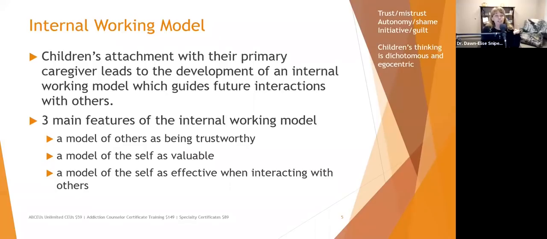A model of others as being trustworthy or not. No gray area. A model of the self as valuable or not. If I'm valuable, then I get taken care of. If I'm not valuable, then I don't get taken care of. A model of the self as effective when interacting with others. Can I interact? Can I ask caregiver a question and get an answer? Or when I ask caregiver a question, do I get yelled at? Can I ask caregiver to play with me because I want to play cars or something? Or when I ask caregiver to play with me, am I always told to go away? So am I effective at interacting with others, and do people want to be around me?